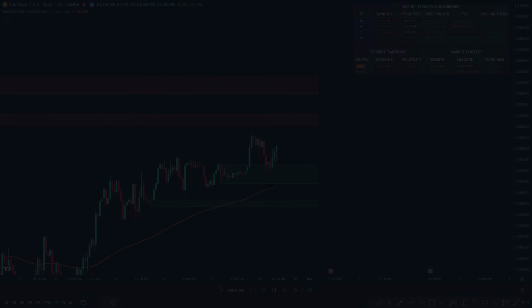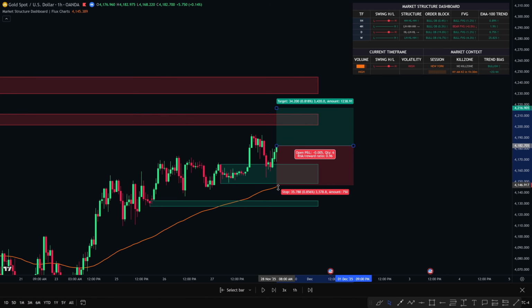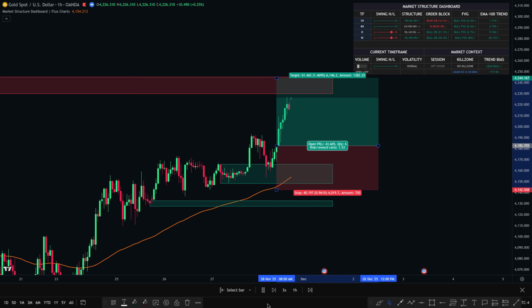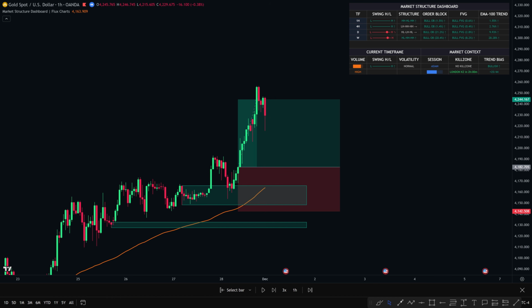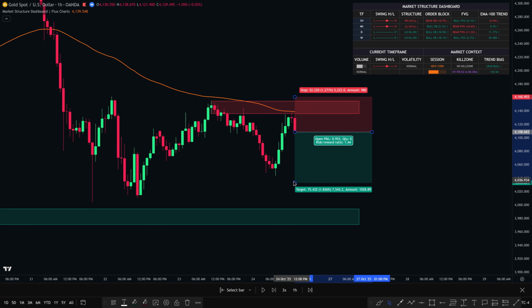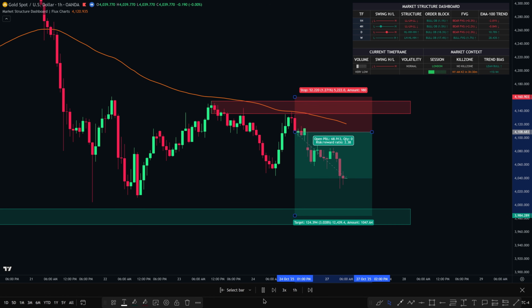And that is how you use the market structure dashboard to find good trades. Always make sure multiple timeframes agree before you enter a trade. Manage your risk properly, respect your stop loss, and always trade with a clear risk-to-reward plan. Take time to backtest these setups before going live.